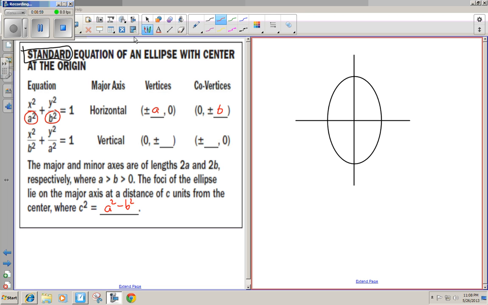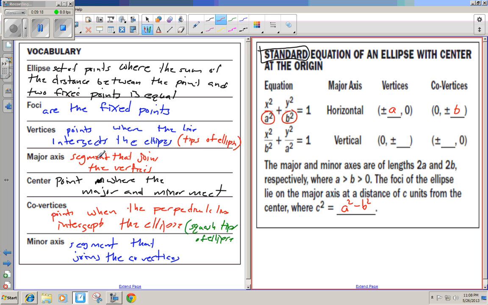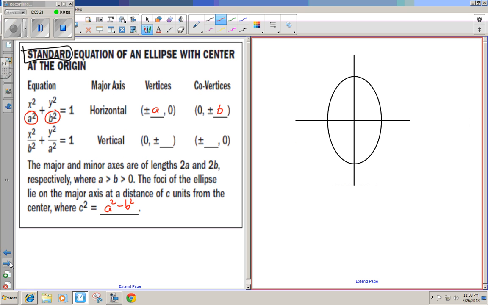All right, so while I was away, I went ahead and drew an ellipse. This is a vertical ellipse. It has a vertical major axis. Remember, the major axis is the segment that joins the vertices. So keeping that in mind, that means this point and this point are vertices. That's one of the vertices. The minor axis goes through the co-vertices, so it's here and here. This is a co-vertex.